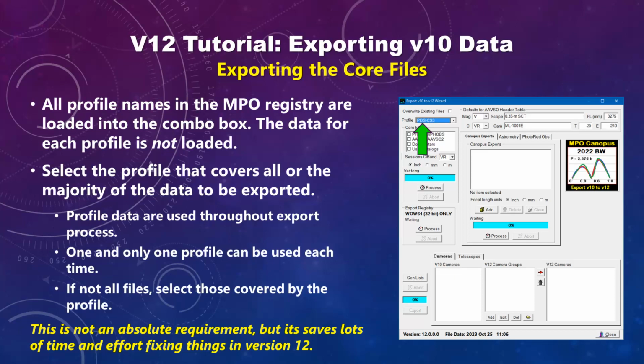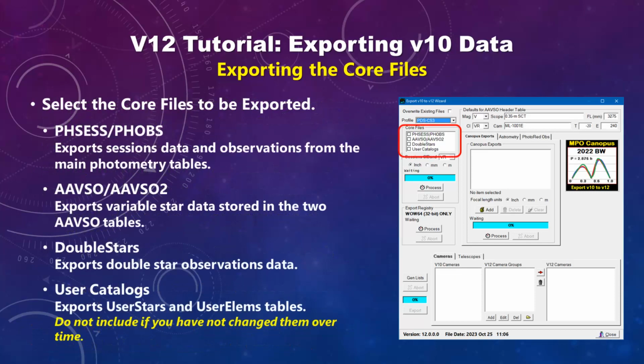Even if they don't, you can use the version 12 Sessions Manager to fix a multitude of errors. To export one of the Mighty 5 groups, click on it in the Core Files list box. Use Ctrl+click and Shift+click if needed to check all the desired groups.